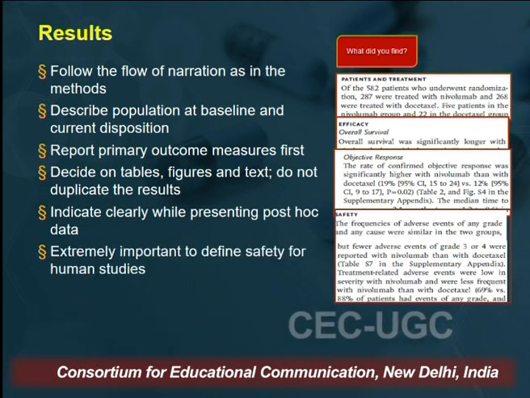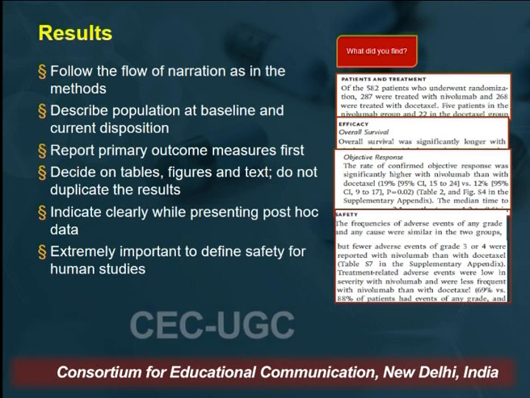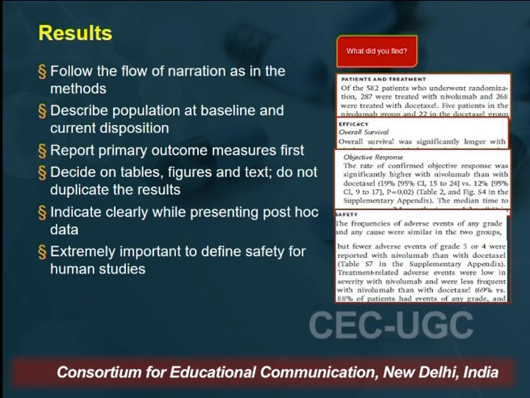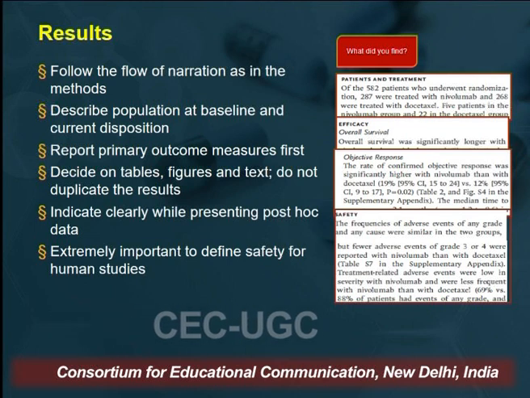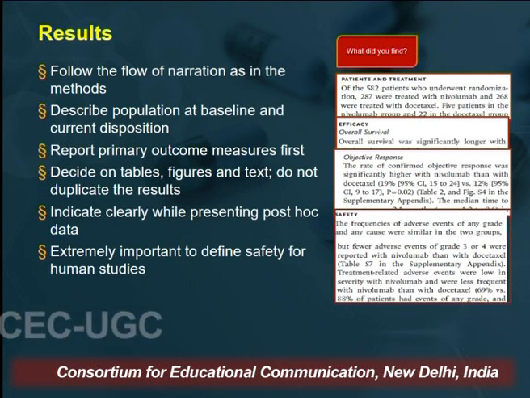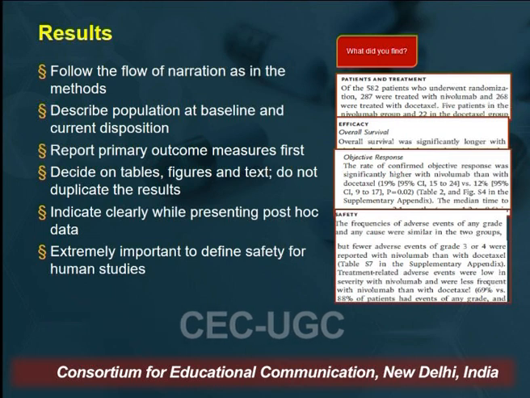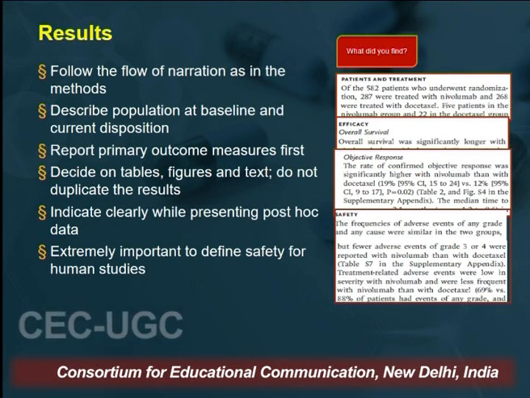It is extremely important to define safety for human studies. If you are writing anything about a particular intervention in humans, or you are writing about clinical trials, or it is a human study, then describing just the efficacy would not complete your manuscript. It should have the safety data, given equal importance as you have given to your efficacy. The manuscript should be balanced. The results section should be well balanced, with efficacy as well as safety results in your manuscript.